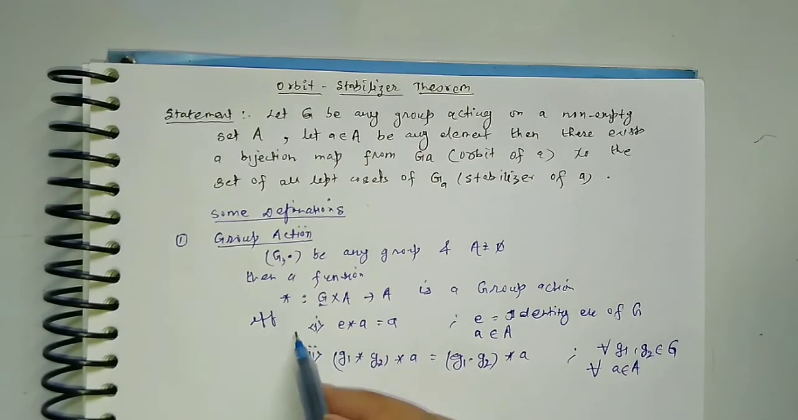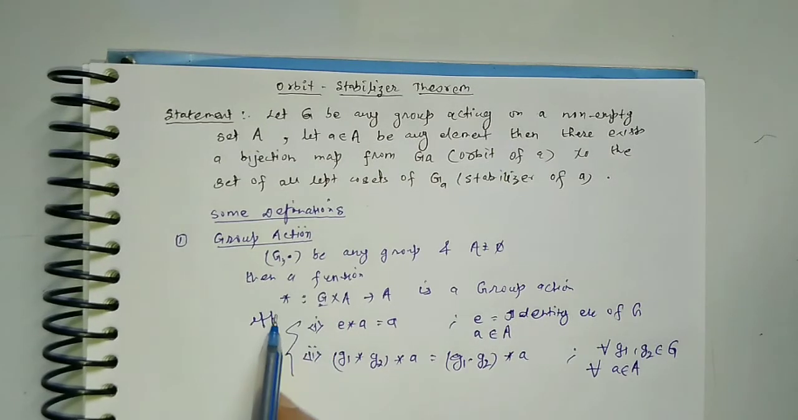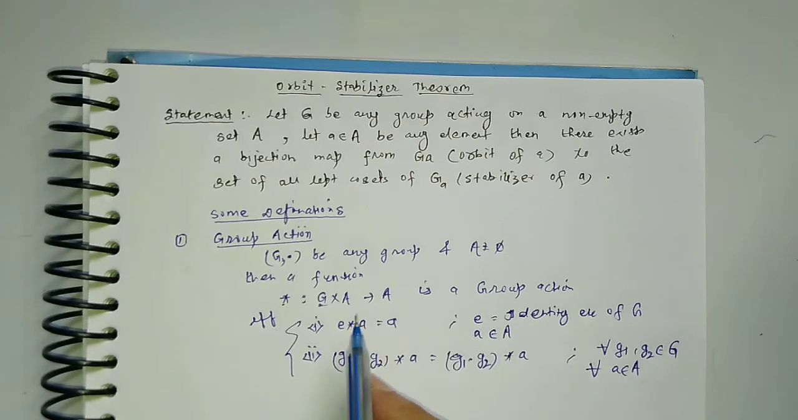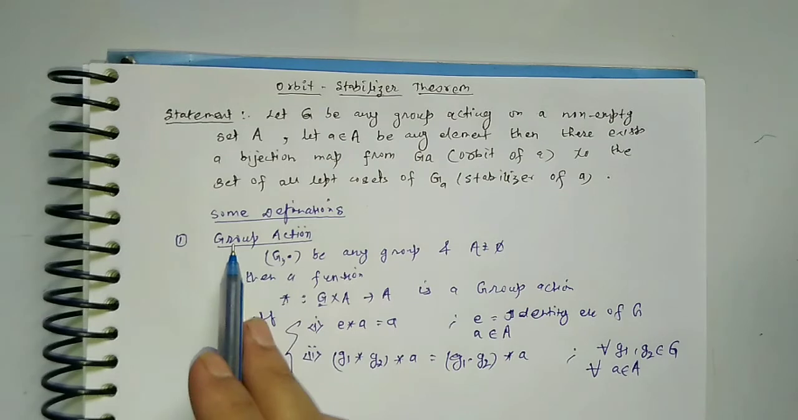If these two properties hold for this function star, then this function star from G cross A to A will be called a group action or group acts on A. So this is the definition of group action.